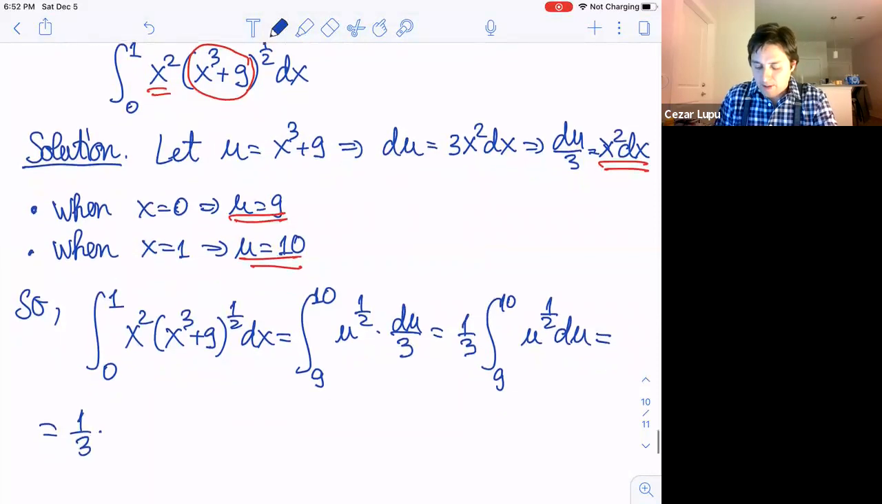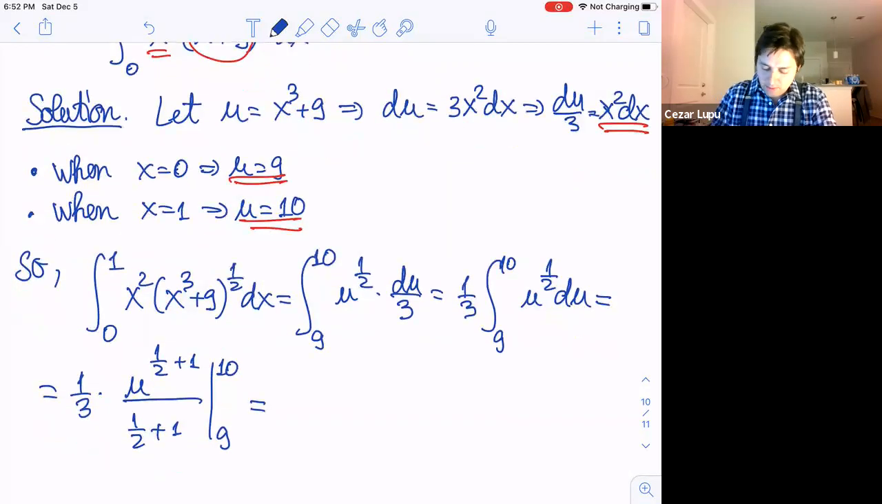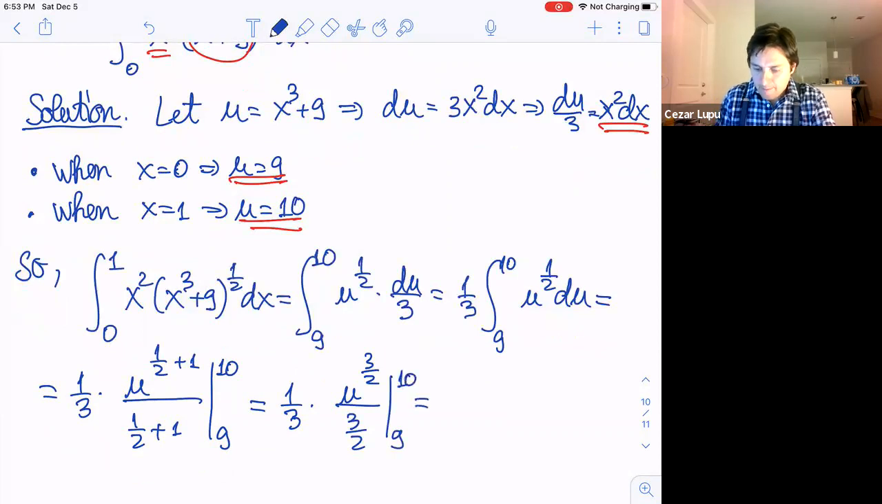All right, and now we have to compute this. So this would be u to the power 1/2 plus 1 over 1/2 plus 1, from 9 to 10. And now we're going to do some computations. Let's do more algebra. 1/3 u to 3/2 over 3/2, from 9 to 10. And this would be 2 over 9 times u to the 3/2 from 9 to 10.